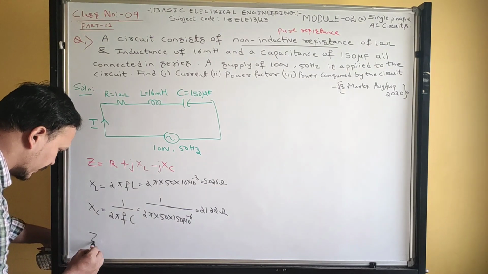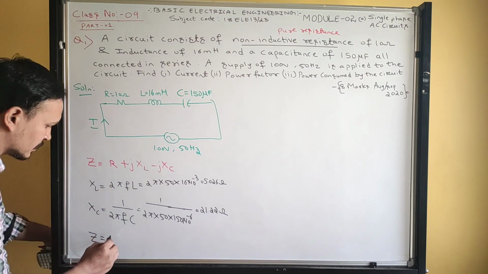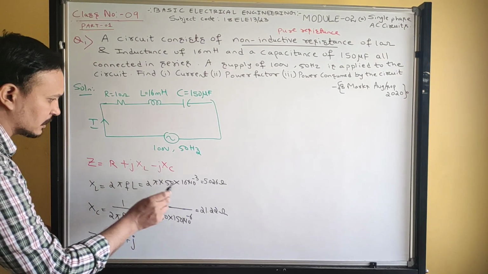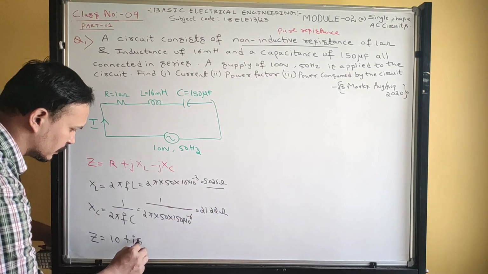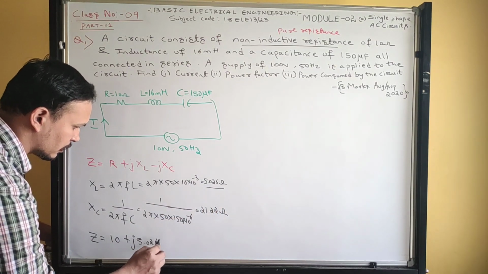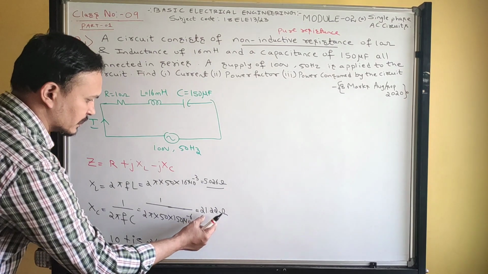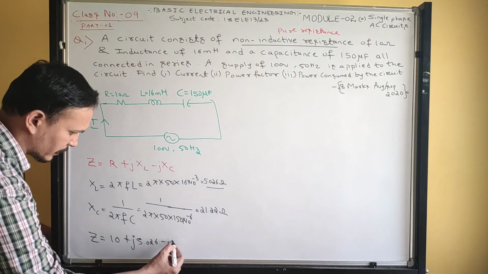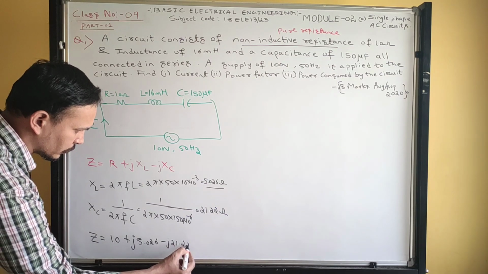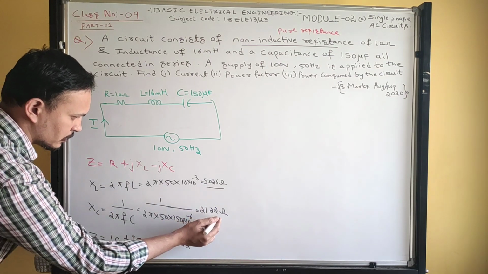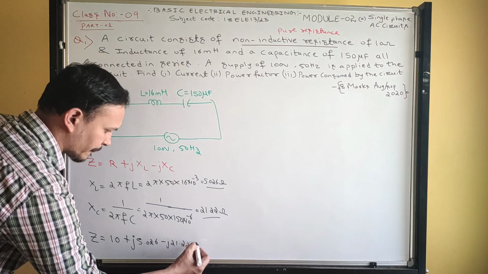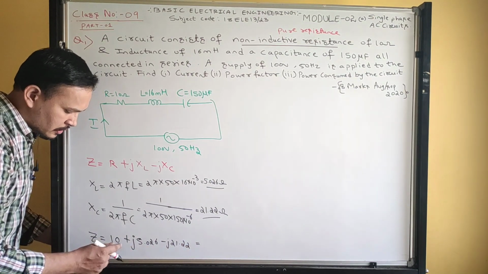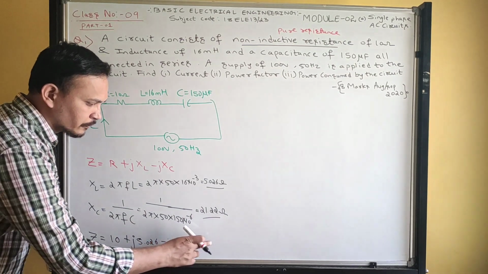Now you find the impedance. What is the resistance value? 10 ohm plus j, the inductive reactance value 5.026, minus j, the capacitive reactance, which we got as 21.22. XC value is 21.22. Now type this equation as it is in the calculator and represent the impedance in polar form.